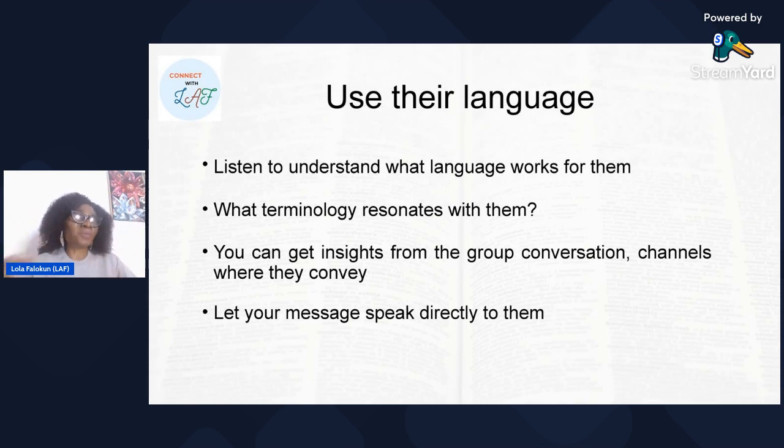You can know some people like that. They will say, "What is she talking about? Does she think she understands English, or what's she talking about here?" Those are things that do affect some people's business because they've missed it. The people they are talking to do not even want that at all. Listen to understand what language works for them, what terminology resonates with them.